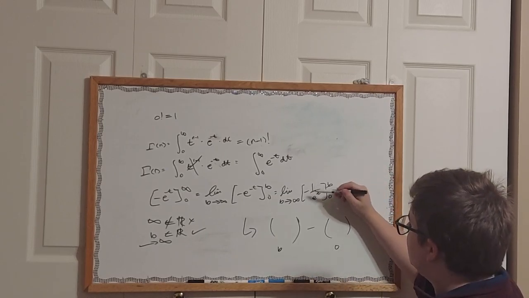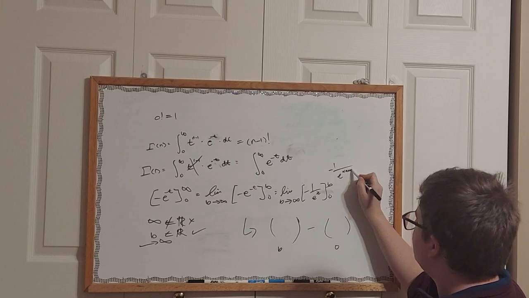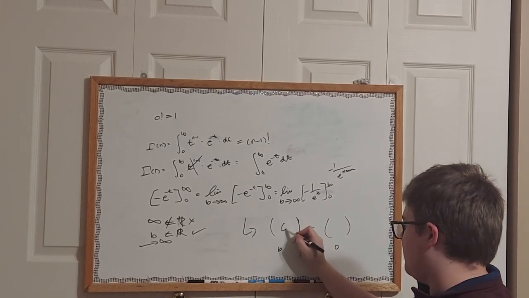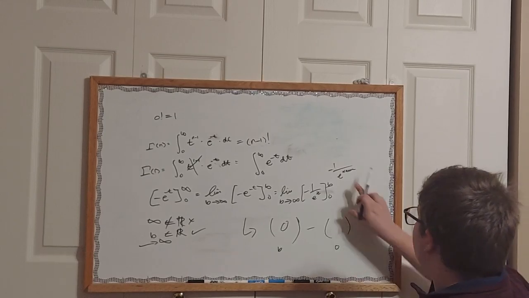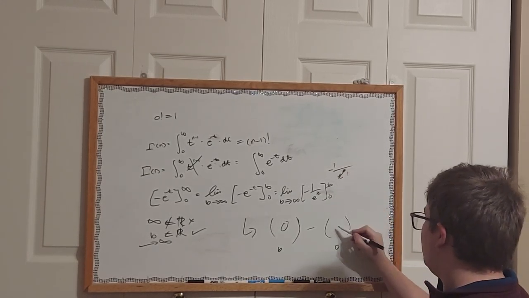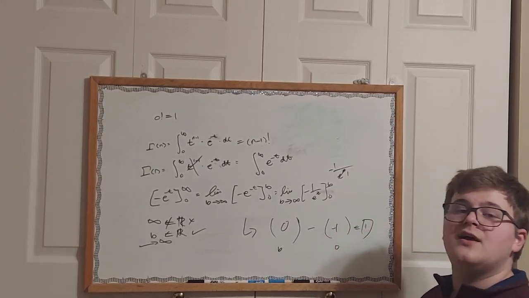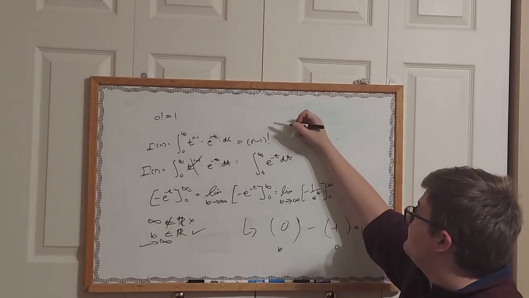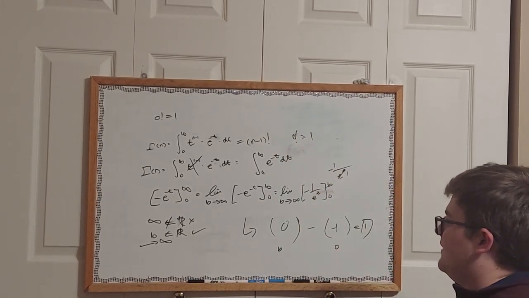So let's evaluate it at b. Negative 1 over e to some really big number is going to approach 0 because it's 1 over an arbitrarily large number. And at 0, well, e to the 0 is 1. Negative 1 goes here, which means this just equals 1. And bada bing, bada boom. That is why the factorial of 0 is equal to 1.